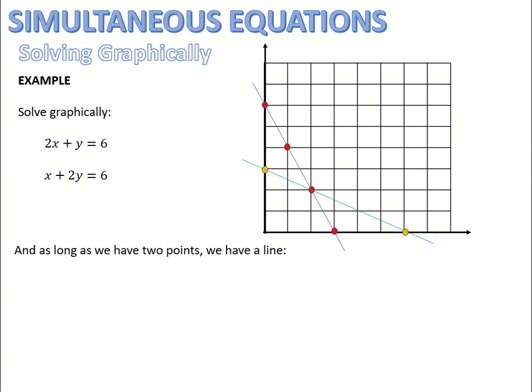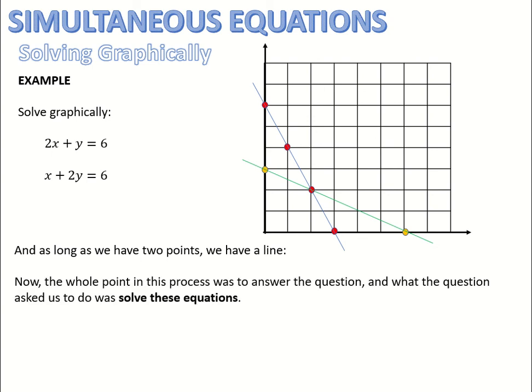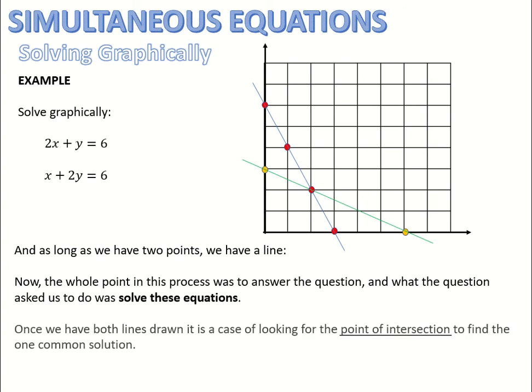Hopefully it has clicked for some of you what our overall solution is, because what we've got now here is a point where they meet. At the end of the day, what we're trying to do here is solve these simultaneously. We're trying to find one solution that satisfies both of these equations. So what we're looking for when we're doing this graphically is a point of intersection, and that will be our one common solution. In this case, that's that point there.